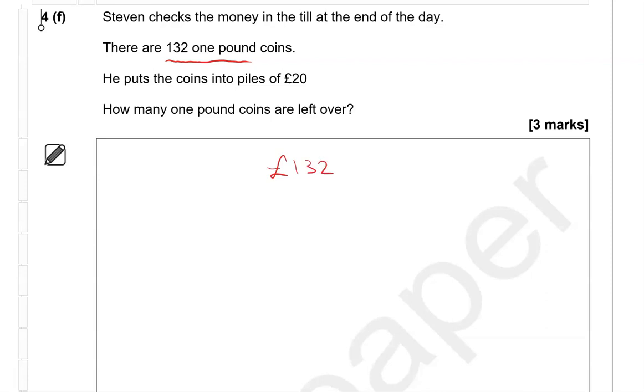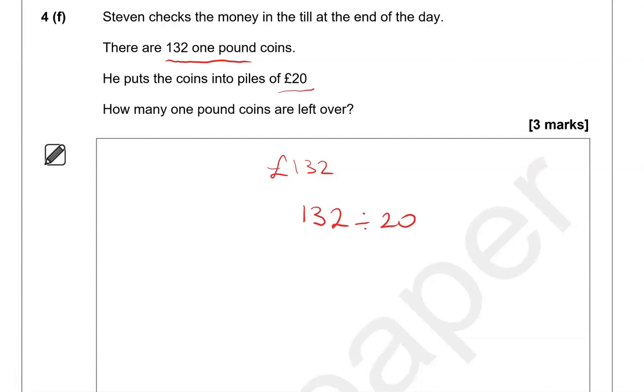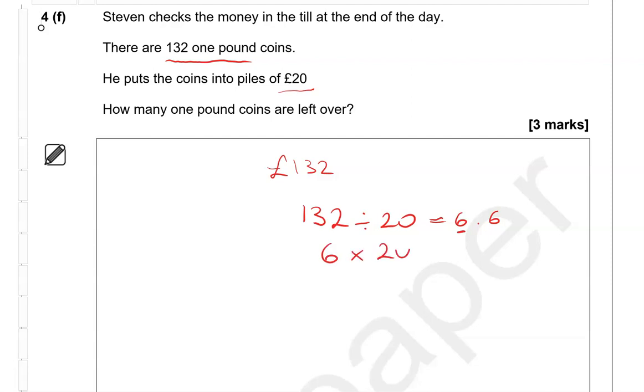And if he's putting them into piles of £20, what we can do is 132 divided by 20, which is 6.6. So 6 piles, £20 each, that is 120. So what do we have left after those 6 piles? So 132, take away the 120, gives us 12. So 12 £1 coins will be left over.